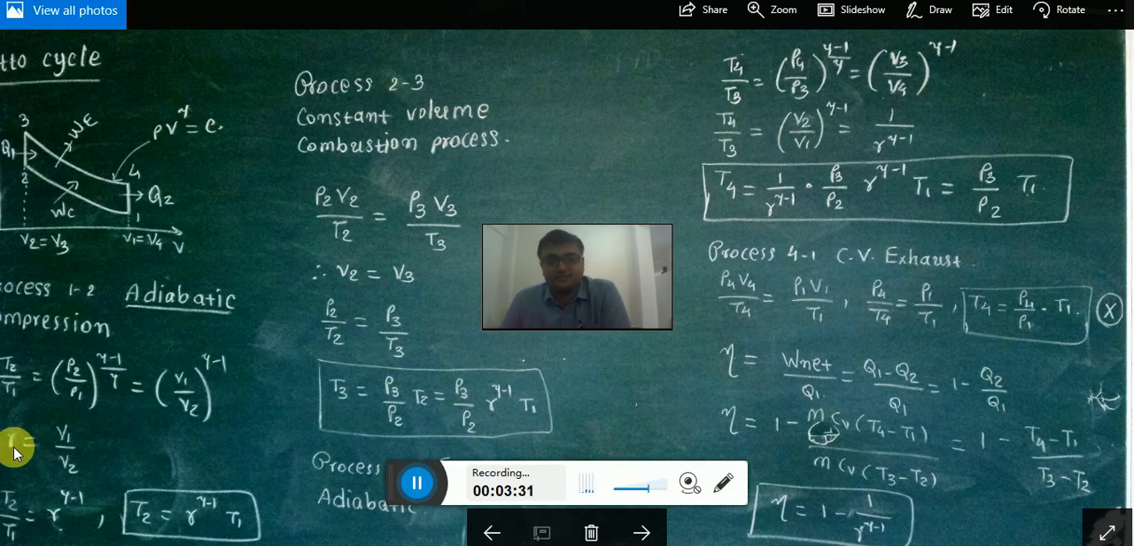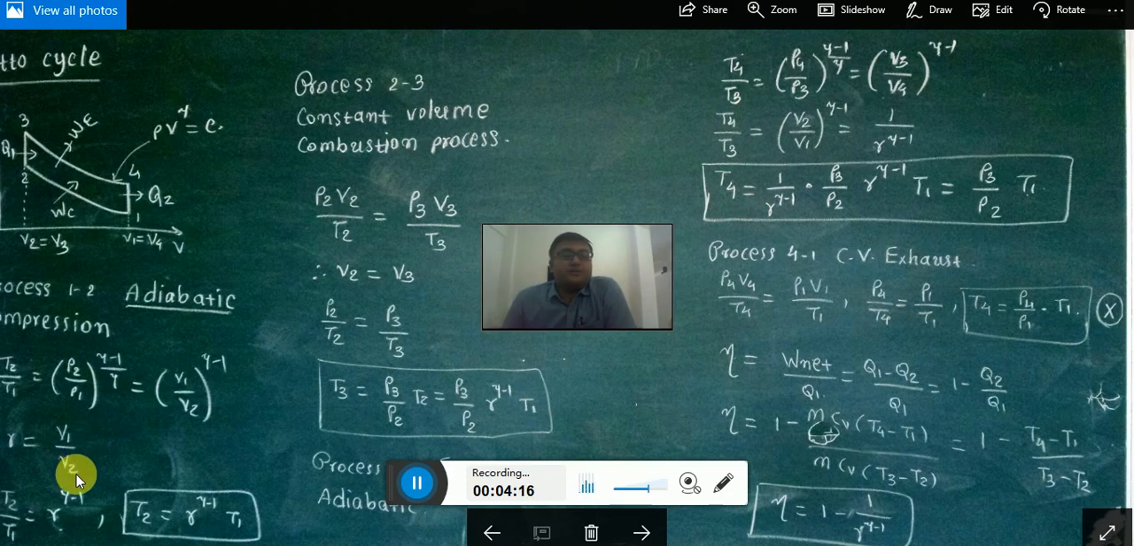What does it physically mean? Suppose this is the cylinder top and this is the piston. Whenever the piston is at the top dead center, the remaining volume is V2, and whenever the piston is at the bottom dead center, the total volume is V1, because in case of the 1 to 2 process, the piston is moving from bottom dead center to the top dead center. So at bottom dead center, whatever the volume is, that is V1, and at the top dead center, whatever the volume is, which is also known as the clearance volume, that is V2.